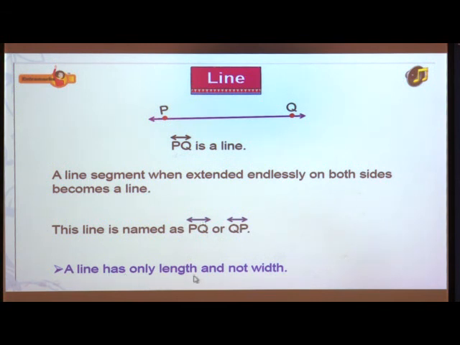A line has only length and not width. A line is extended but in the form of only length. It does not have any width.